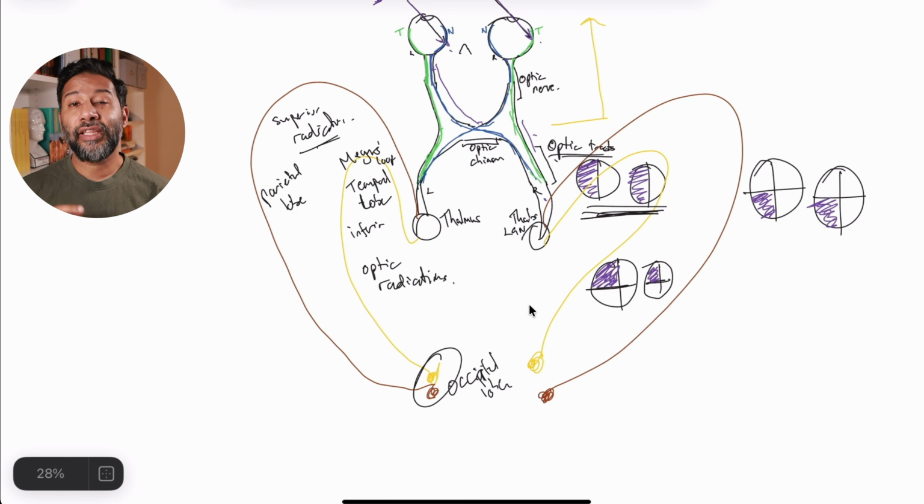Now, what about the occipital cortex itself? If we get a stroke here, we get a homonymous hemianopia. And that's because all the fibers have now come back together again.